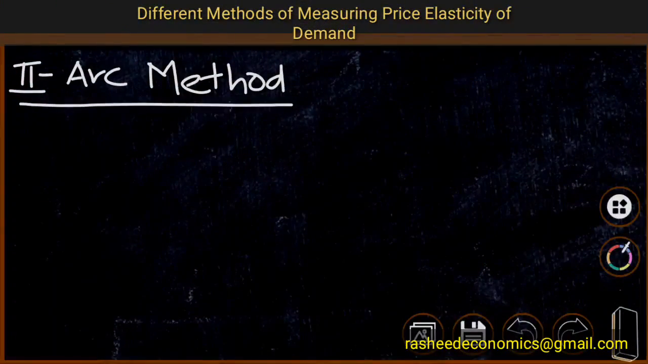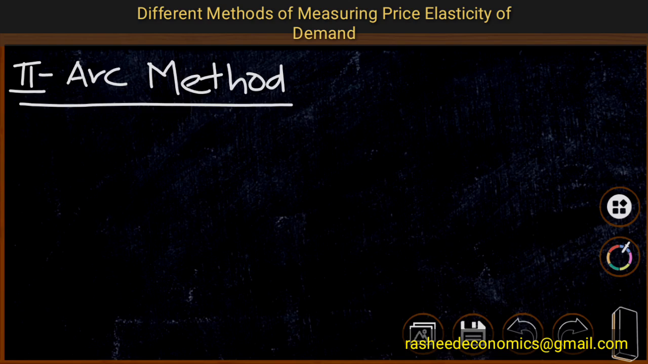Now we are moving to analyze the price elasticity of demand using the arc method. One of the major drawbacks of the proportionate or percentage method is that movement from one point to another on a demand curve will give you one value of elasticity, and a reverse movement will give you another value of elasticity. That means there are two values if there is a price decrease or a price increase.